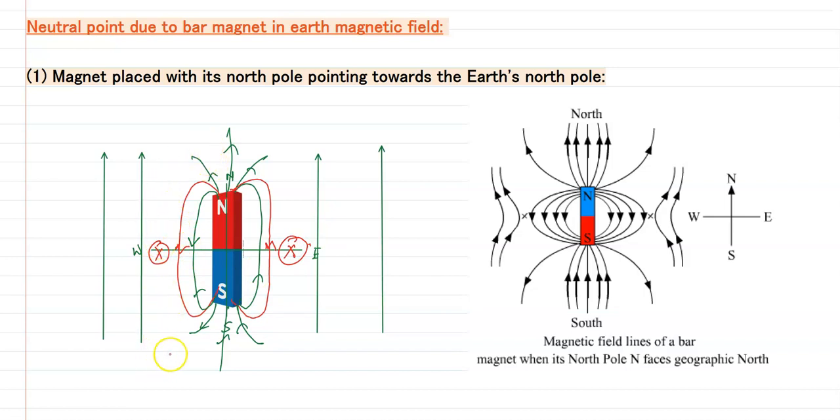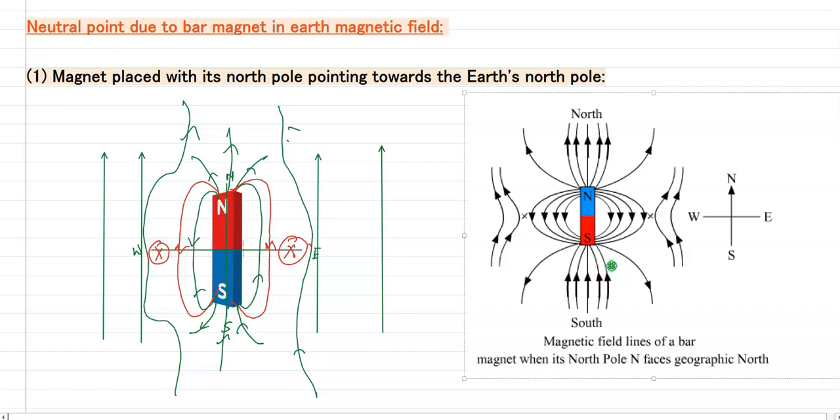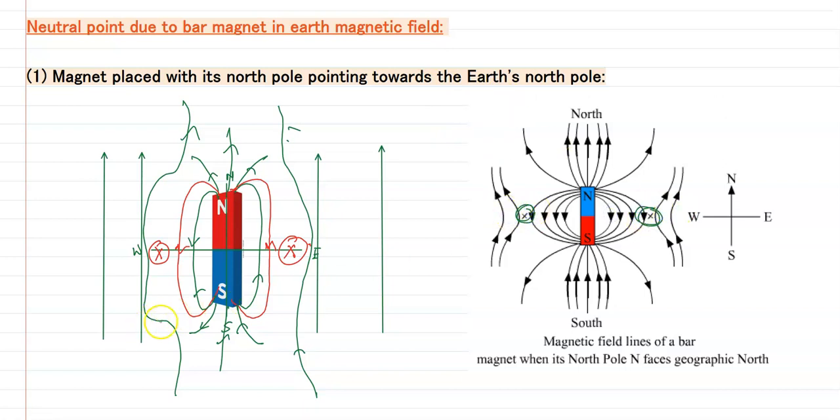Then for Earth's magnetic field we can draw like that, like that. So you can see the right side picture. These are the magnetic field lines due to the bar magnet and these are the magnetic field lines due to Earth's magnetic field, and you can get some neutral points.